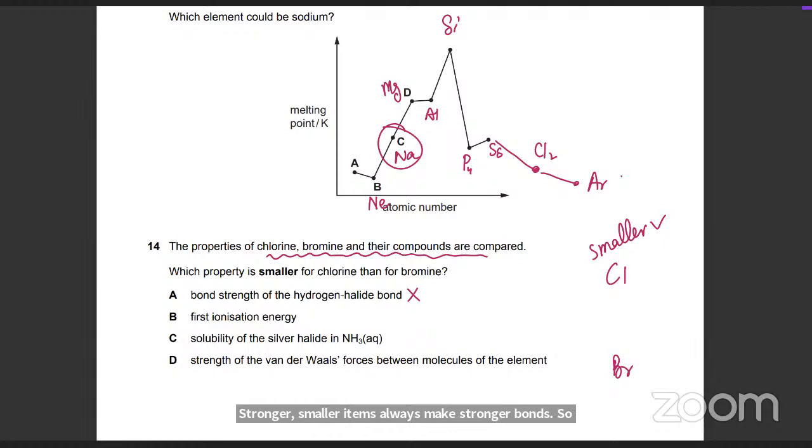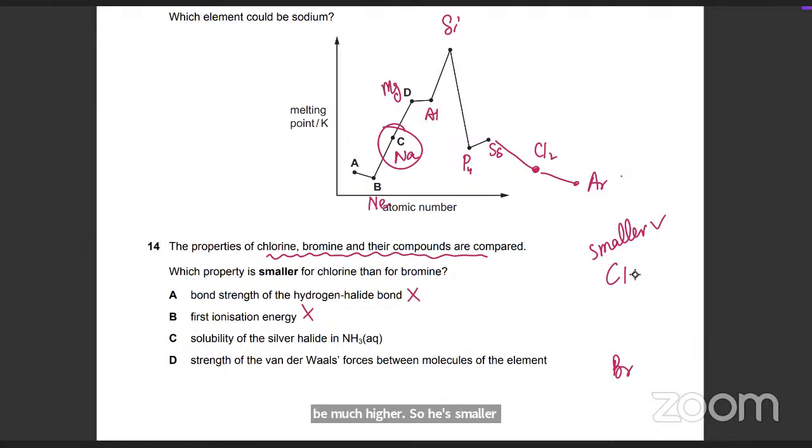The first ionization energy, would it be difficult to remove electrons from chlorine or easy? Difficult. Okay, smaller atoms, the electrons are less shielded and they're more strongly attracted to the nucleus. Plus they're closer to the nucleus. So this is going to be much higher. So ये smaller नहीं होगी.